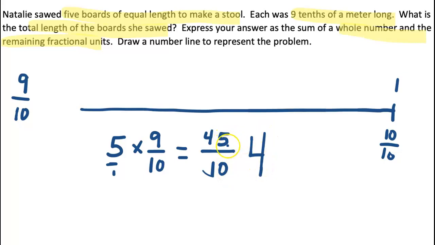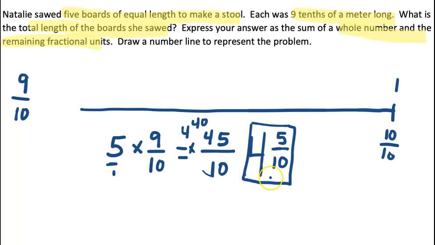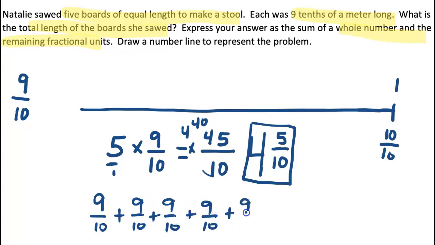So then I subtract 40, because 10 times 4 is 40. 45 minus 40 is 5. And then I have the same denominator. So my answer in mixed numbers is 4 5/10. So I can write it that way, or I can go 9/10 plus 9/10 plus 9/10 plus 9/10 plus 9/10. And that would give me 45/10. Okay, so it's hard to show on a number line, but if you need to use that, you can.